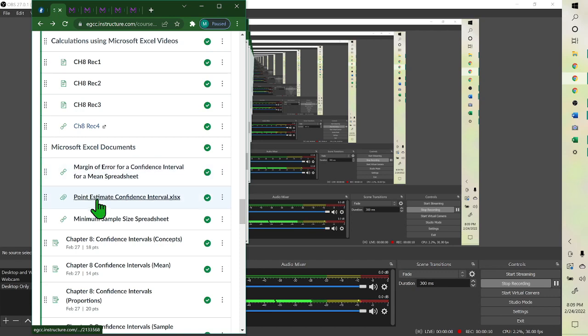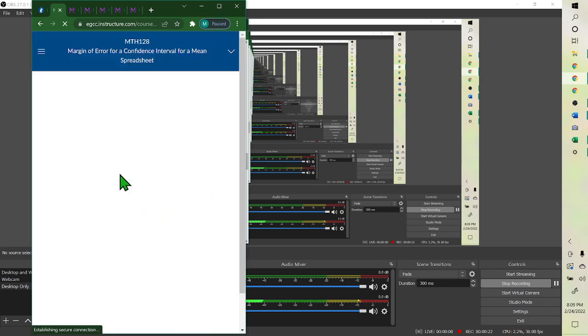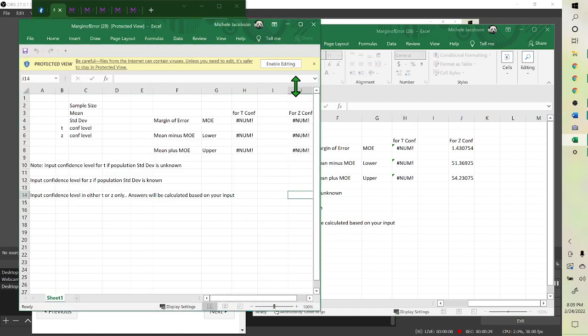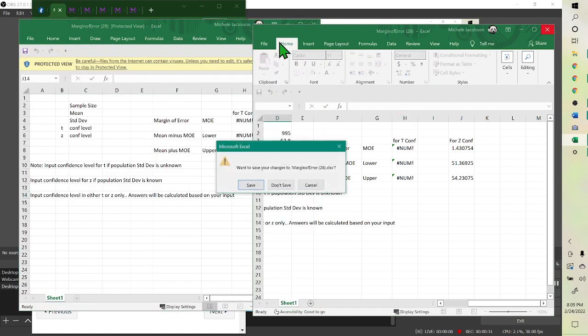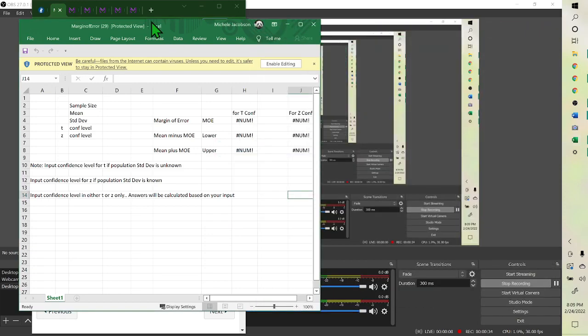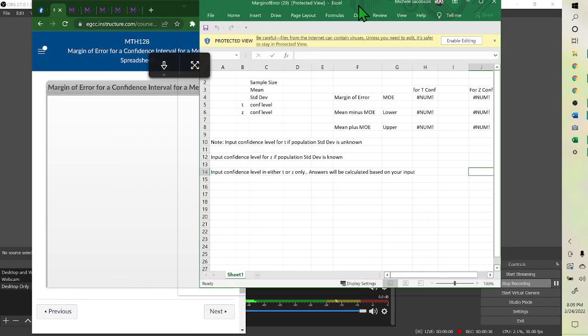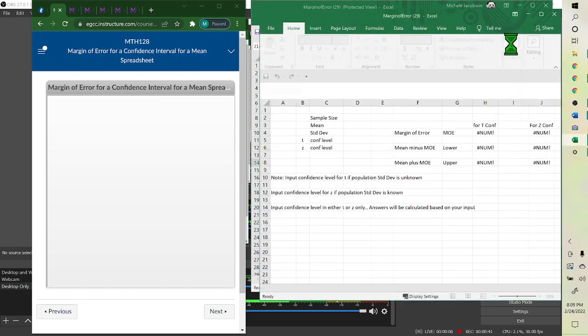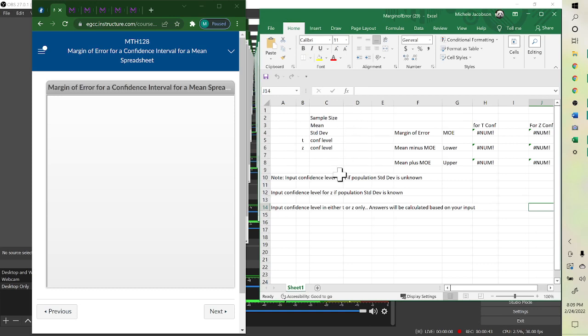For Chapter 8, there are 3 different Excel sheets. This first one is for the mean, the second is for proportion, and this third one is sample size. For this group of problems, it's the mean. And so you click on mean, and I had already brought it up, but okay. So we'll bring it over here, and you want to enable editing, and then you type in the values here.